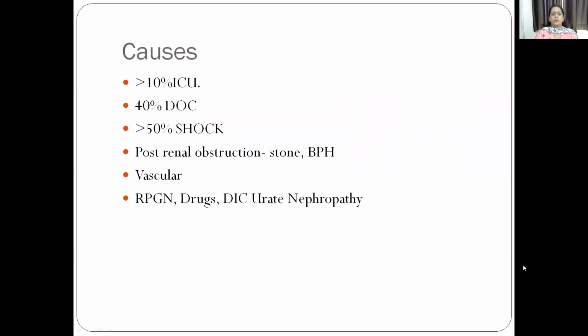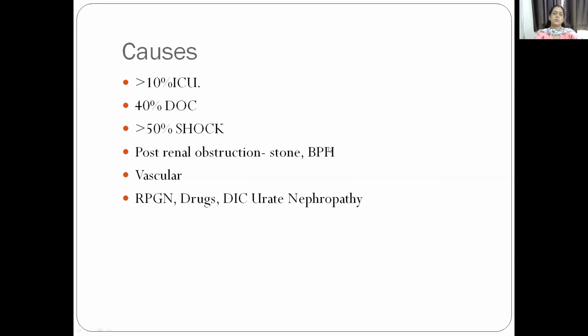Causes: more than 10% of ICU patients may have acute tubular injury, and 40% of the patients who are being treated with some drugs by the doctors themselves. I'm not saying this; the textbook says that. And more than 50% of the patients who are having shock, that is hypoperfusion, which will cause ischemia. So there is arterial constriction and decreased GFR, the same thing happening. Then post-renal obstruction, either by stone or BPH.